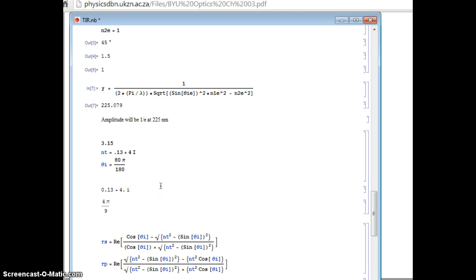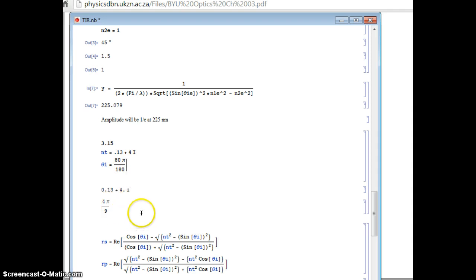315. We're looking at reflection through metal. Now in our textbook, we're doing Fresnel coefficients for this problem. However, if we do them as they rewrite the equations to make this a little bit more doable, I'll show you where. But first of all, this is silver. Our index of refraction is 0.13 plus 4i, and our angle of incidence is 80 degrees, or 4 pi over 9 radians.